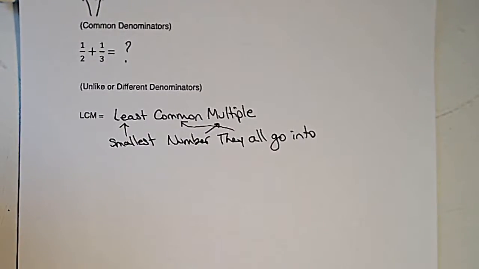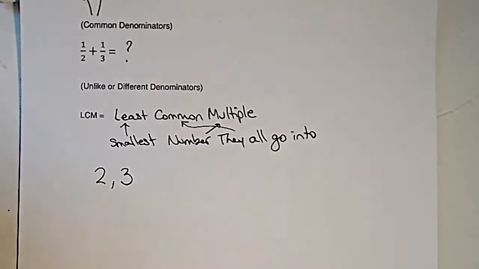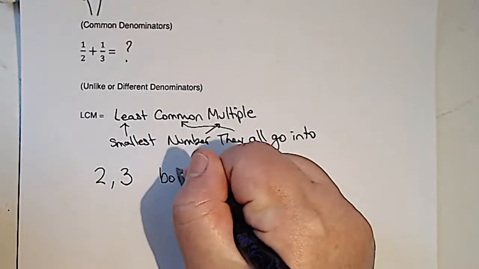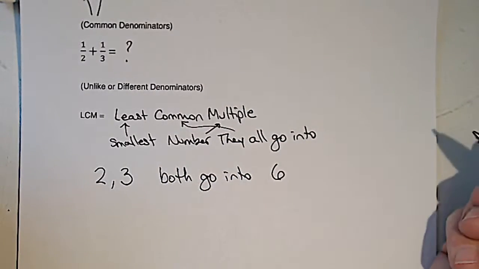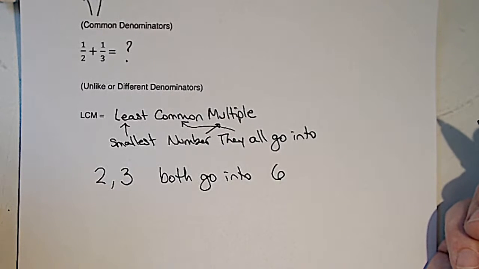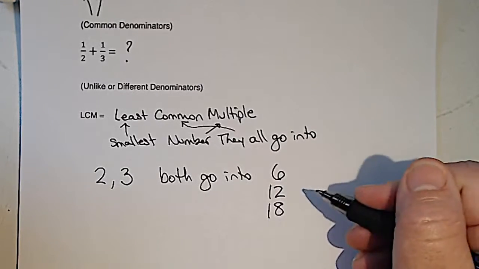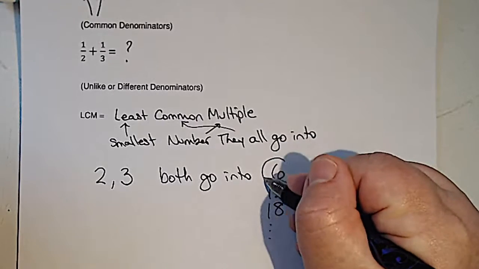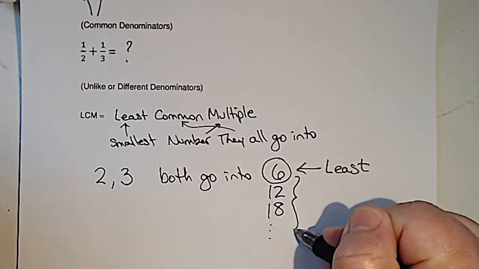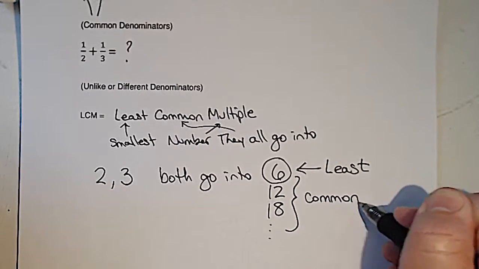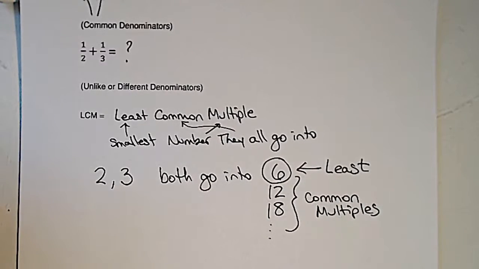So if we're looking at the numbers 2 and 3, what numbers do they go into? Well, they both go into the number 6. They both go into, let's see, the number 12. They both go into the number 18, and so on. This is least. These are all common multiples. Okay, so that's what least common multiple means.